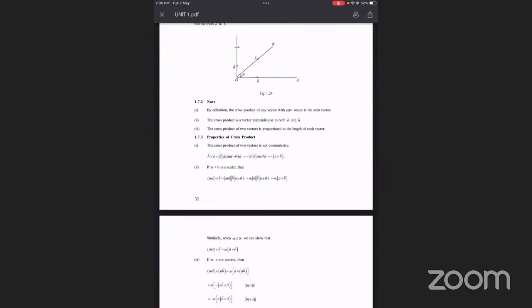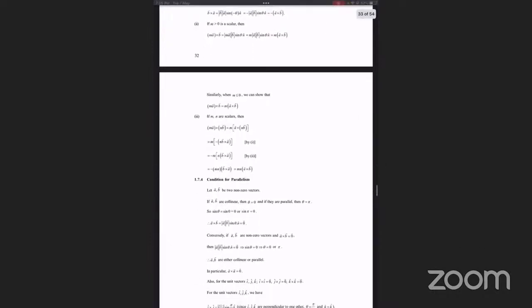So the conditions are there here. Note the three conditions. After that, properties are there. We have seen that the scalar product, the dot product, is commutative, but the cross product is not commutative. So A cross B is not equal to B cross A. The second and third properties are there too, but the first two properties are very important.